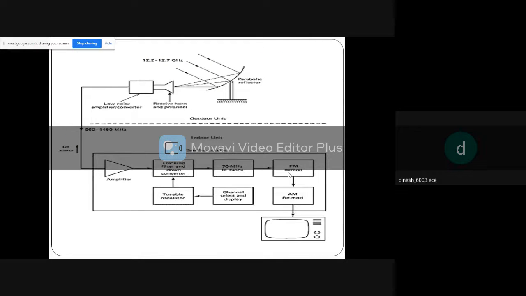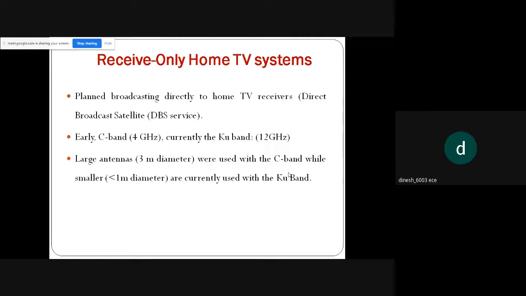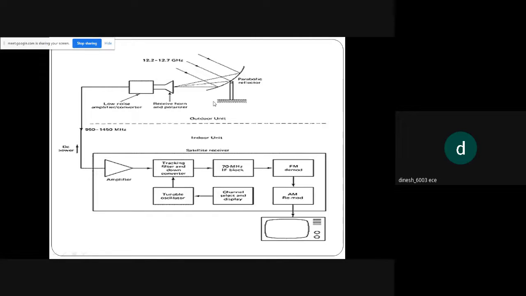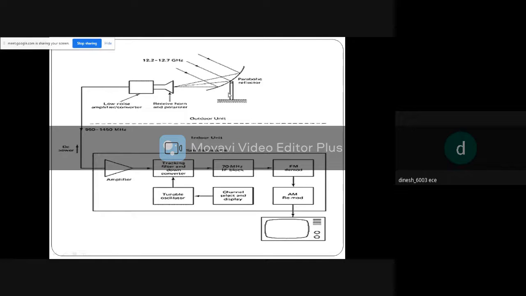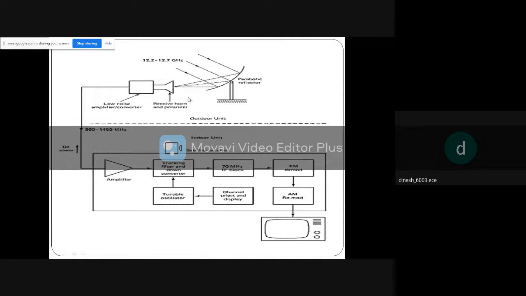So this is just an example of your receive only home TV system, the TVRO system. You can see an antenna, which is a parabolic reflecting antenna, which acquires the signals from space, and it is operating at 12.2 to 12.7 gigahertz. Those signals fall on the parabolic antenna and are focused towards a polarized horn antenna. Then we have an LNA, low noise amplifier, which comes under the outdoor unit of your home. From there the signal travels to the indoor unit.